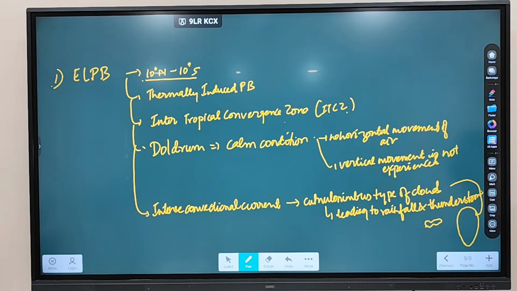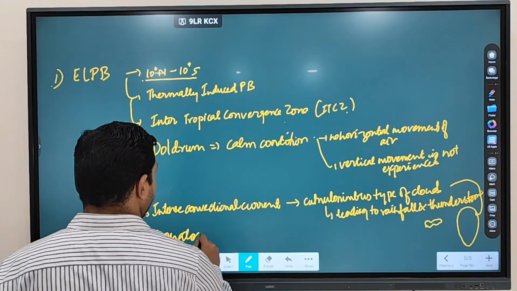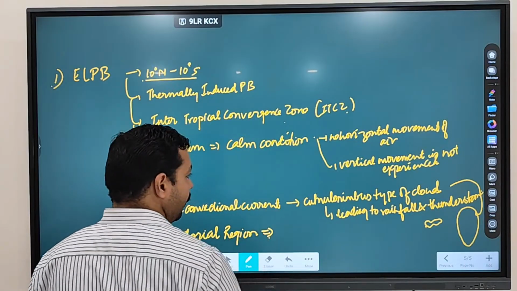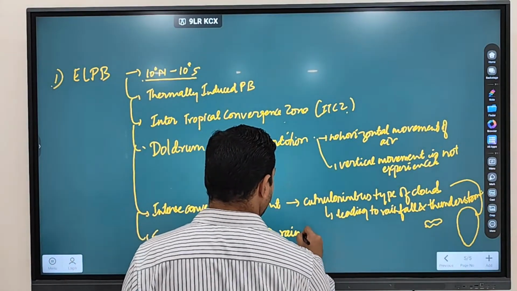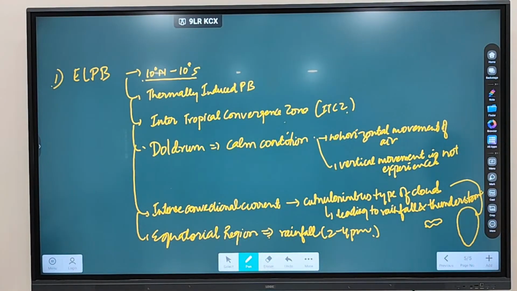That's why the equatorial region is known for what? Intense rainfall, generally between 2 to 4 pm. The equatorial region will see that particular rainfall. Fine. Any doubt regarding this particular thing?